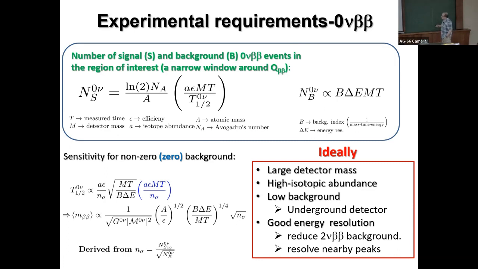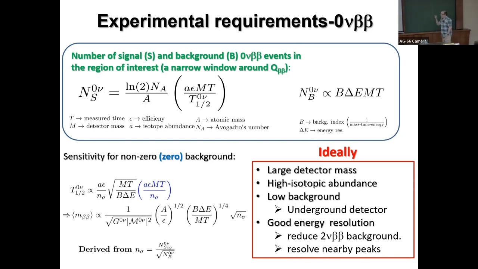Also, you can calculate the sensitivity for non-zero background and for zero background. Zero is for this case. So combining this and using the classical expression for calculating the sigma significance, you can obtain this relationship for the sensitivity for the mass, and the sensitivity for the half-life.